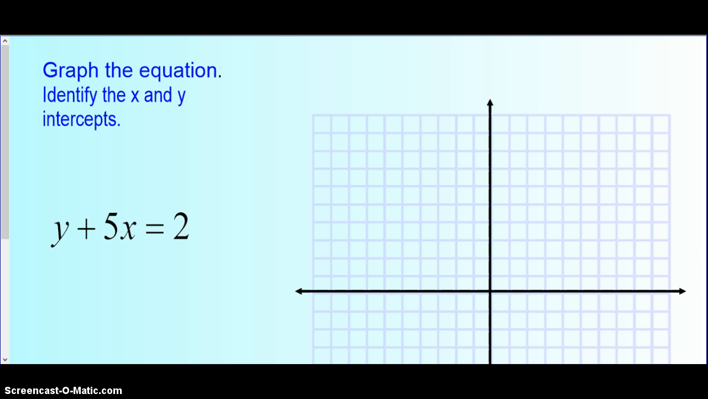Graphing this equation, I'd like for you to do this for homework. We've got y plus 5x equals 2, and it says identify the x and y intercepts. So again, set your x to 0 to find your y-intercept. Set your y to 0 to find your x-intercept.